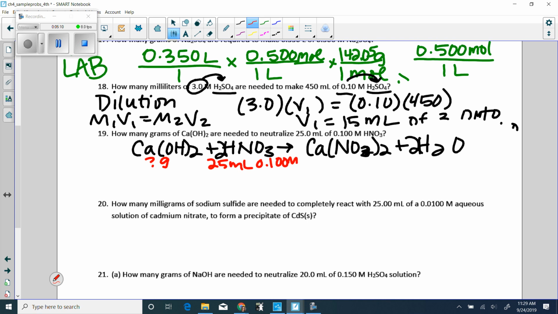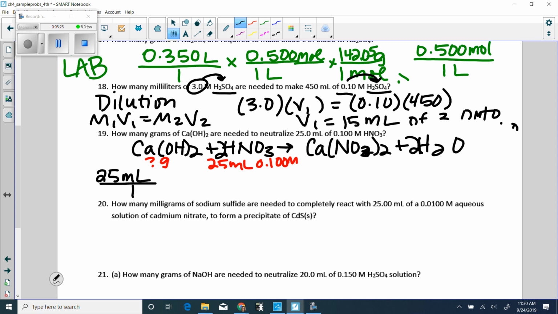The trick to doing any solution problem is to start with volume. Tell somebody next to you, always start with volume. Ready, set, go. Tell them to never start with molarity. Ready, set, go. Always start with volume, never start with molarity.